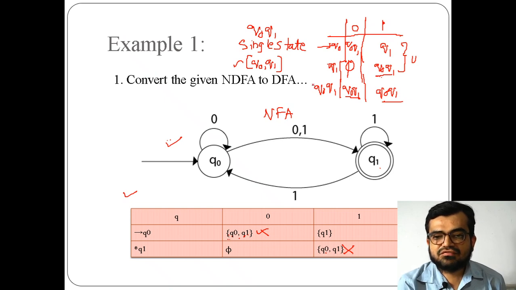Now which is the final state here? Previously, Q1 is the final state. Now you need to make Q1 a final state, and also since Q1 is related with the other state, that means Q1 is there along with Q0, we need to make this also a final state. So that's why there are two final states here now, and a single initial state. Using this transition table, again we need to draw a DFA.